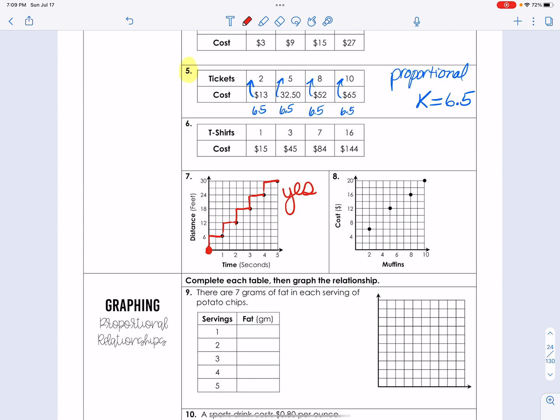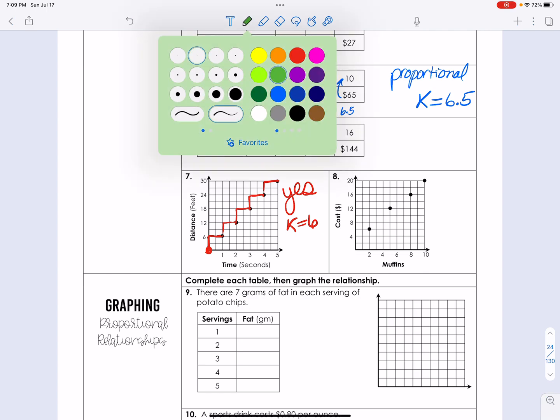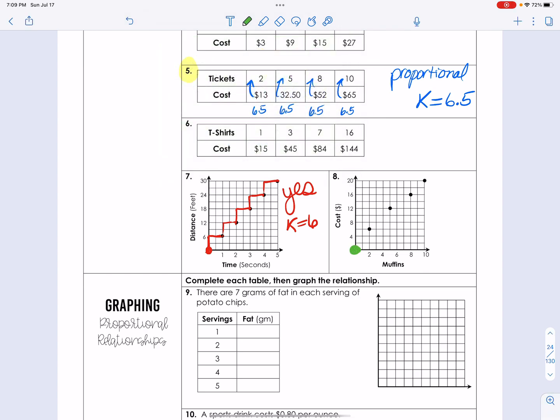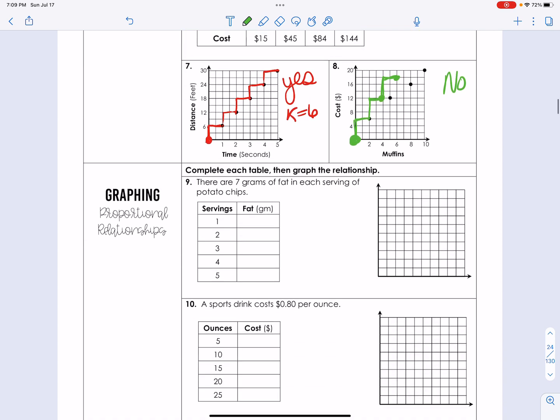And I'm going up 6 over 1. So my k is 6. Now the next part is where this gets tricky. You always start at 0. So here I'm going up 3 over 2. Okay, it doesn't hit there. Up 3 over 2, it's not hitting there. So the answer is no. You always start on that 0, then go to the first point and keep that same pattern.